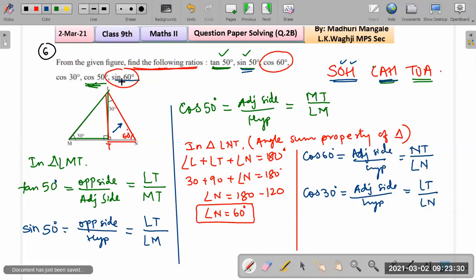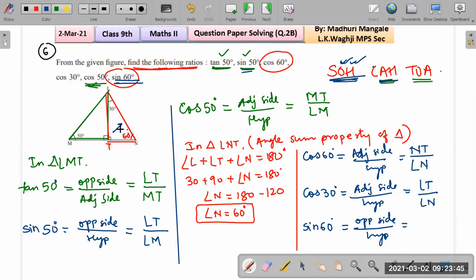Okay, and then the last part, that is sine of 60. What is sine of 60 degrees? The formula of sine is opposite side upon hypotenuse. Okay, what is the opposite side of 60? So opposite to 60, that's LT upon hypotenuse, which is LN. So irrespective of the angles, you should understand how to switch angles, and how if the angle changes, the adjacent side and the opposite side will change, the hypotenuse stays same.